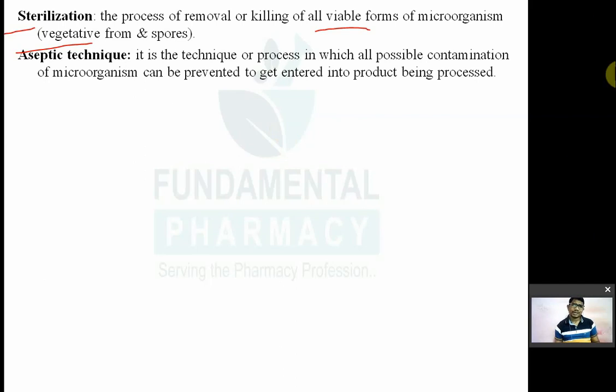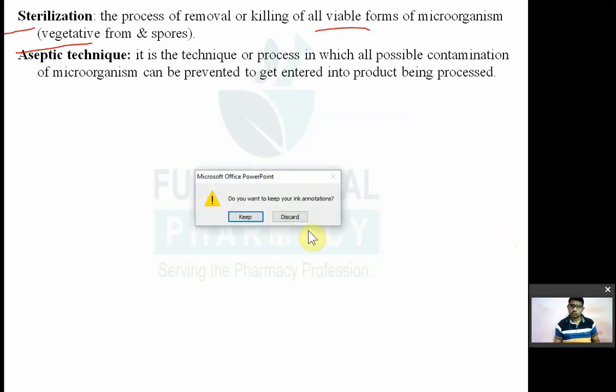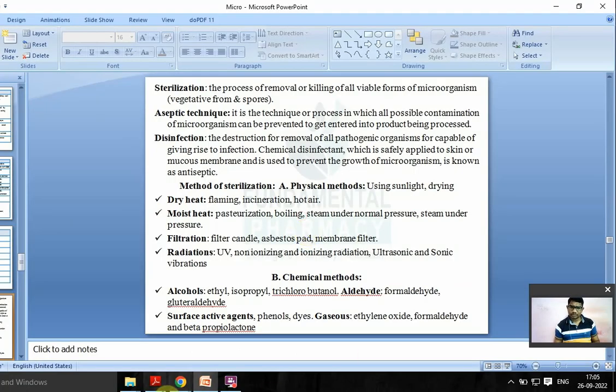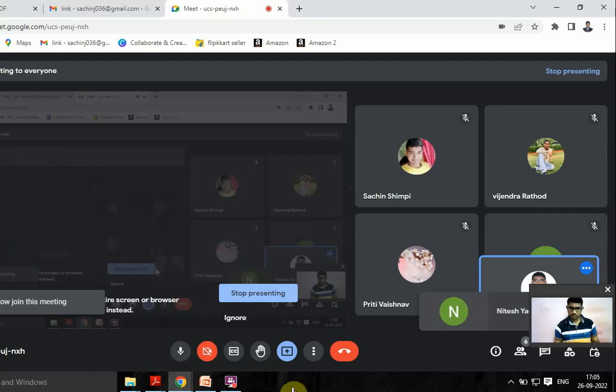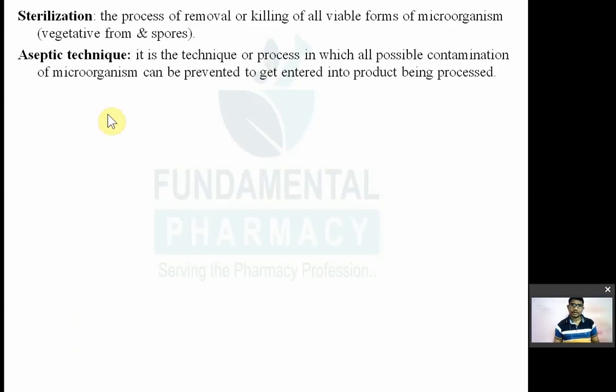So what is meant by aseptic technique? It is again a technique, a process, a tool to prevent all the possible contamination of microorganism right from the beginning. So what is aseptic technique? To prevent all kinds of contamination. पहले से ही आप इतना केयर करो कि उसमें कुछ कंटेमिनेशन आए नहीं. So उसको बोलेंगे aseptic technique. So aseptic technique is nothing but the technique or process or tool in which all possible contamination of microorganism can be prevented from entering into your product being processed.